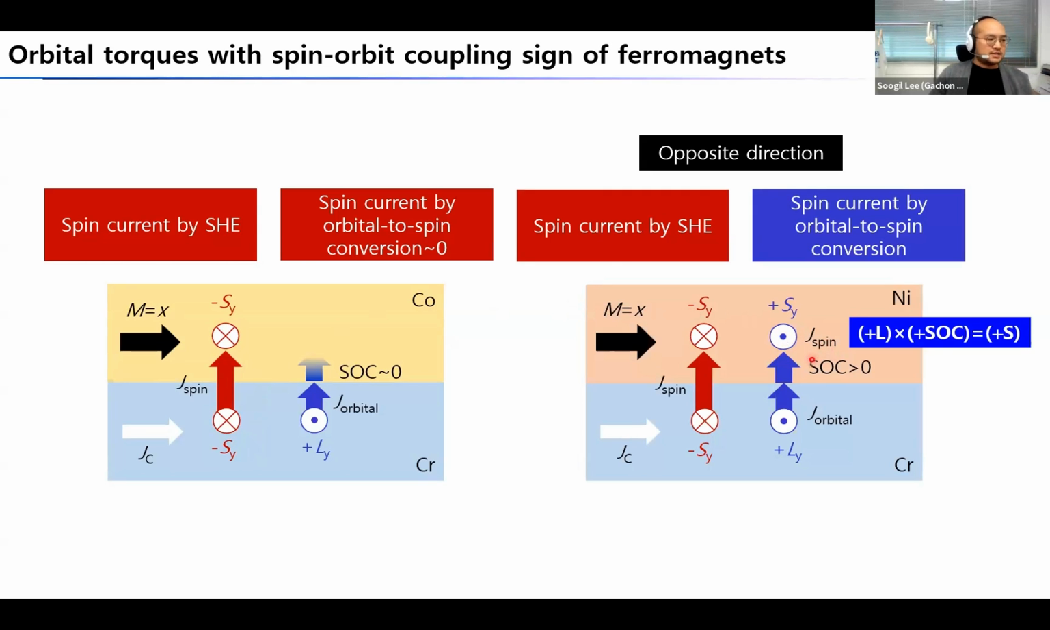In this case, nickel can serve as a good source for the orbital to spin conversion with its strong spin orbit coupling. Therefore, the spin orbit torque from this converted spin current, this blue one, has the opposite sign because the orbital Hall conductivity of chromium is positive and the spin orbit coupling of nickel is also positive. So we can suppose that when the spin orbit torque induced by this converted spin current, this blue one, is larger than the spin orbit torque induced by the conventional spin Hall effect, this red one, we can expect a sign change in the total spin orbit torque in this chromium nickel bilayer.